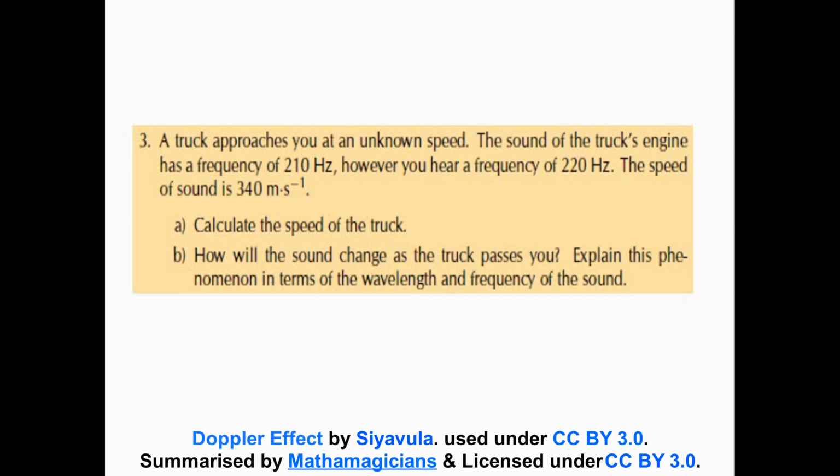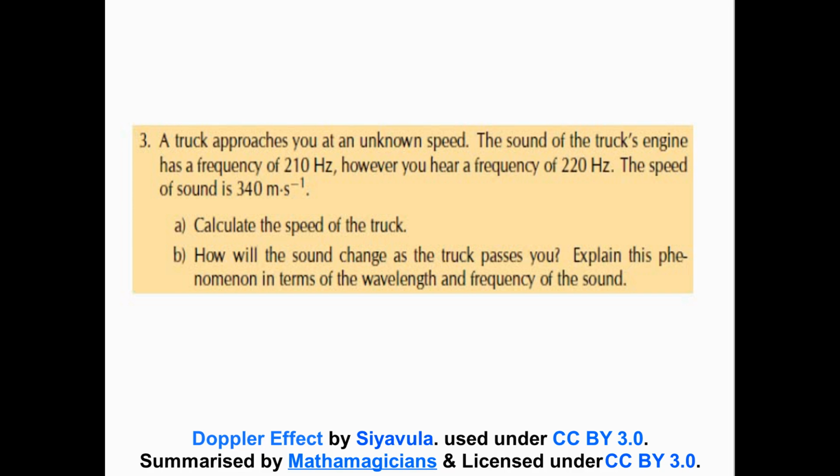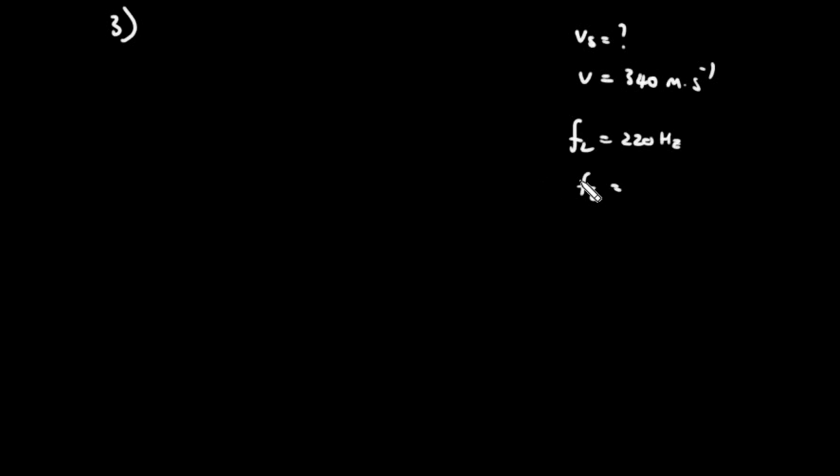Alright, well, first things first, ladies and gentlemen. This is question 3. We have an unknown speed of the truck. We know that the speed of sound is 340 meters per second. The frequency of the listener, we said, was 220 hertz. So for FL, 220 hertz. And I think the truck emitted a sound of 210. Alright, perfect. That's all our information.